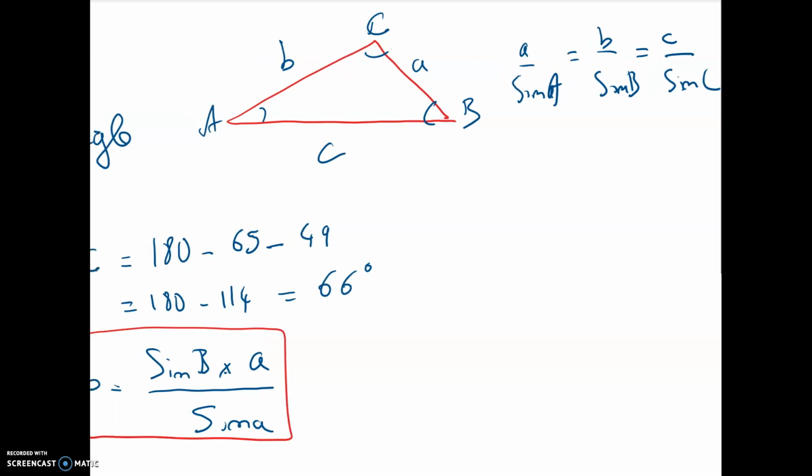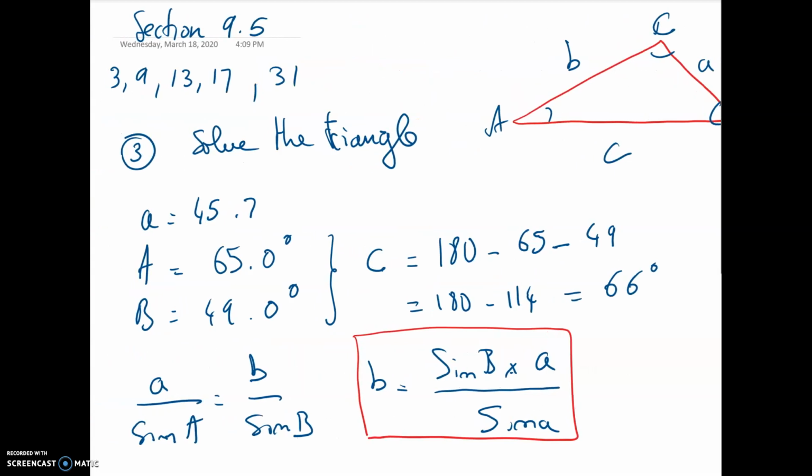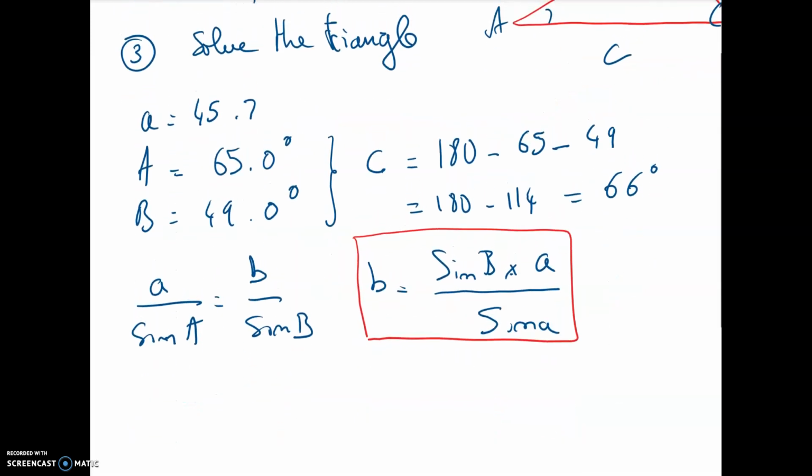We have a equal 45.7, the angle A is 65 degrees, and the angle B equals 49 degrees. So the first thing that we can do is find the value of the angle C by subtracting 65 and 49 from 180, and that gives us an angle of 66 degrees.